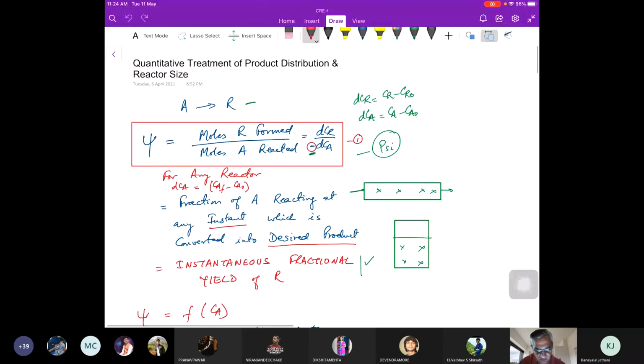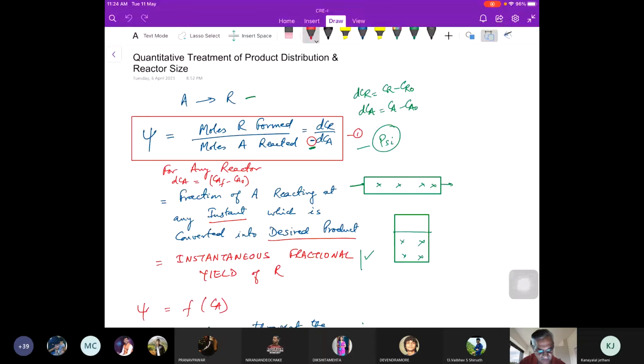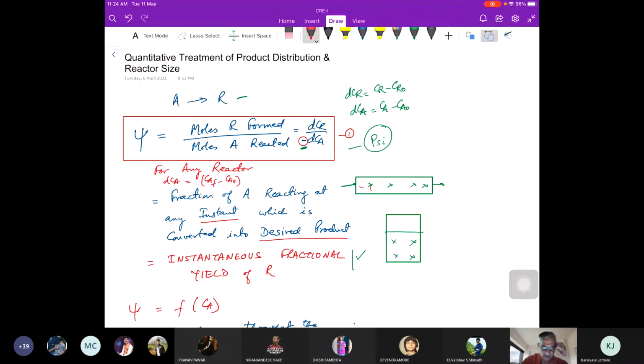So in this case, we take the reaction A goes to R. So we define a term called psi, which is called instantaneous fractional yield of R. That means moles of R formed divided by moles of A reacted at any point in time. Right? Anywhere in the reactor, कहीं भी रहेगा.